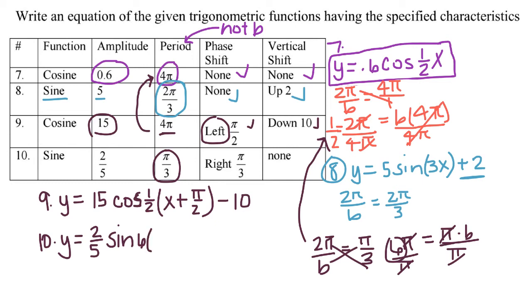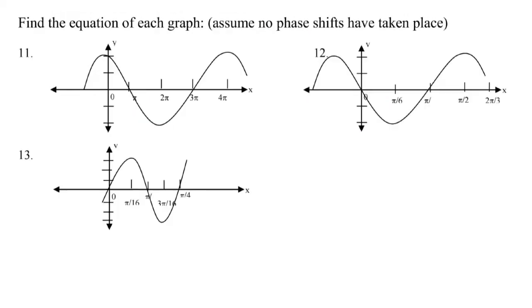And so here we have x. We're moving right pi over 3, so we need to do minus pi over 3. And then there's no vertical shift. So this would be our final answer for 10. Okay, moving on to the next set of problems.